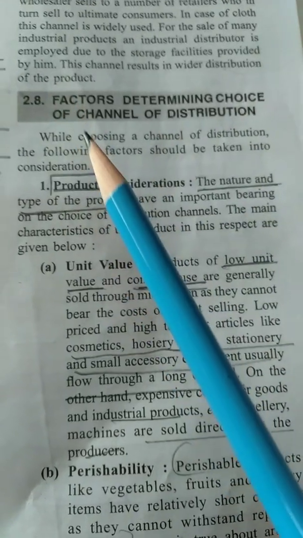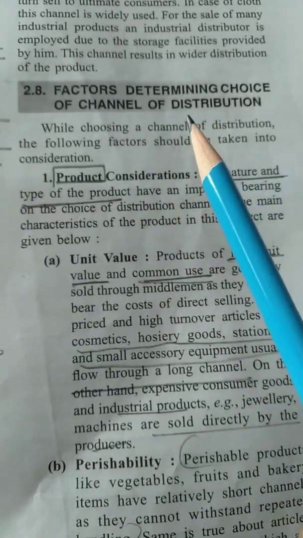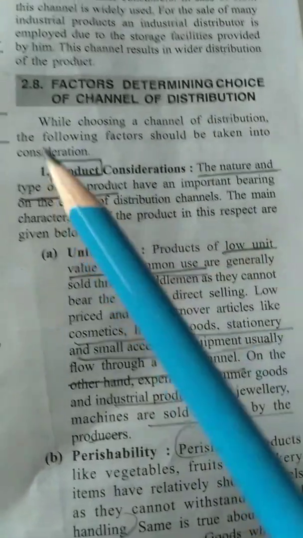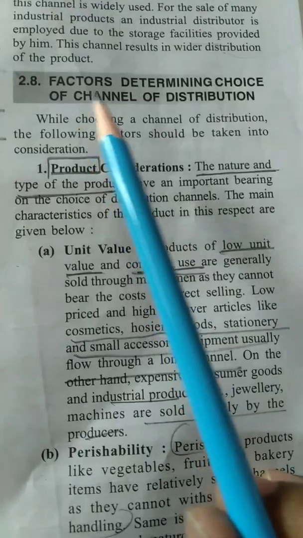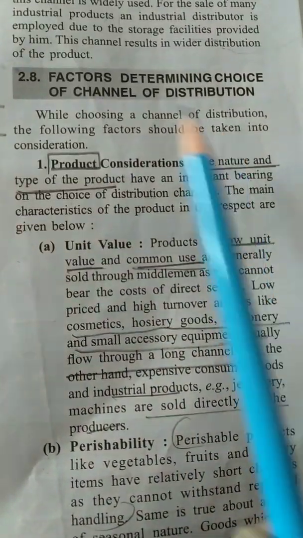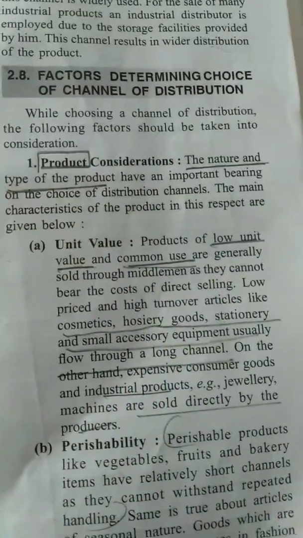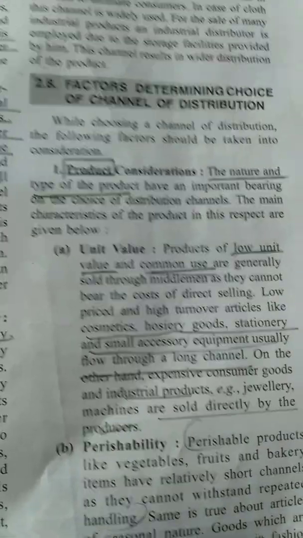Students, this video is in continuation with the previous assignment 5A, that is place or distribution channel. So in this video we will be discussing the various factors on which the determination or selection of channel of distribution depends. So it is divided into various parts.